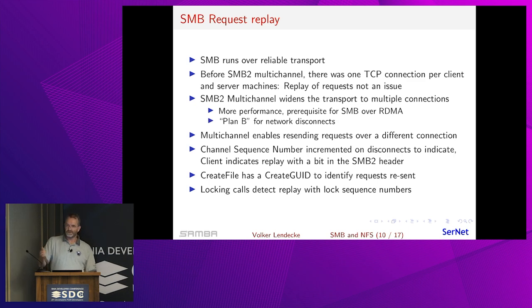You send a create request. You can't really know what happened to it until you got the reply. It might have happened that the client couldn't send. It might have happened that the network has disconnected. It might just be that the server is slow. So you need a way to properly handle a non-idempotent request, and SMB with multi-channel takes care of this with channel sequence number and so on.